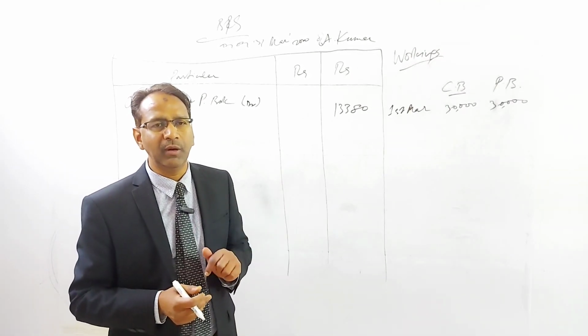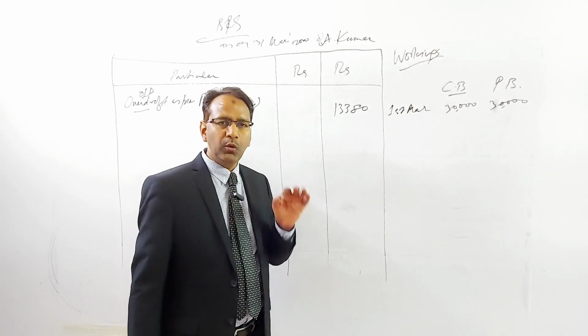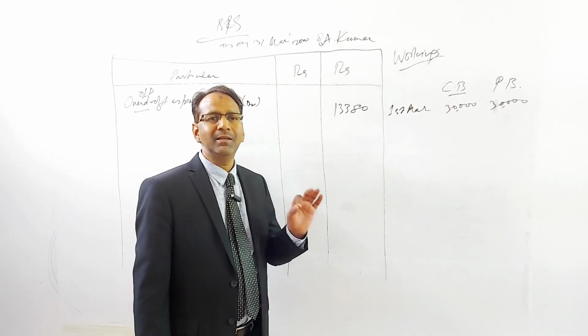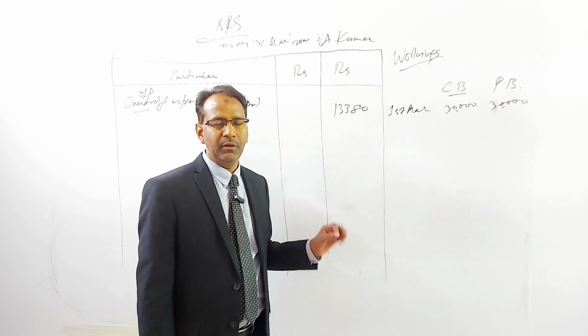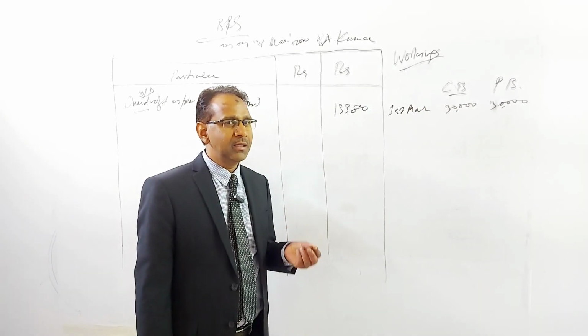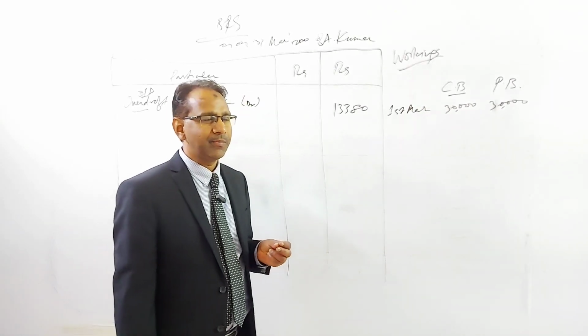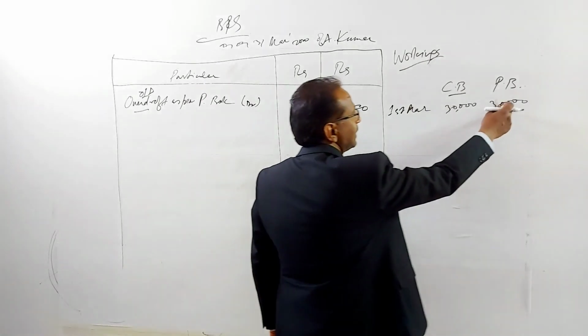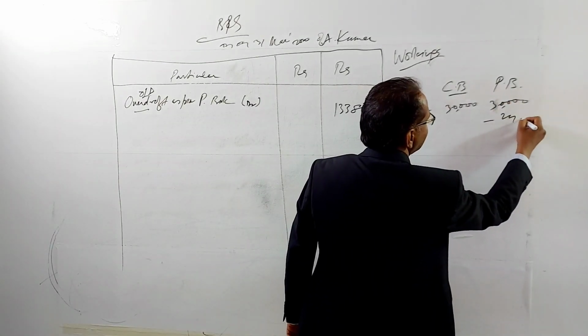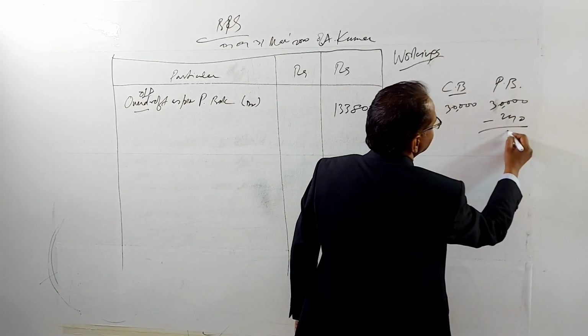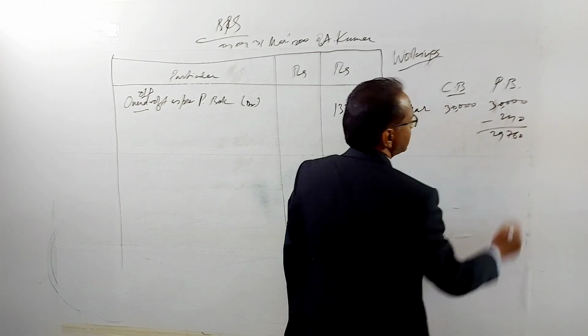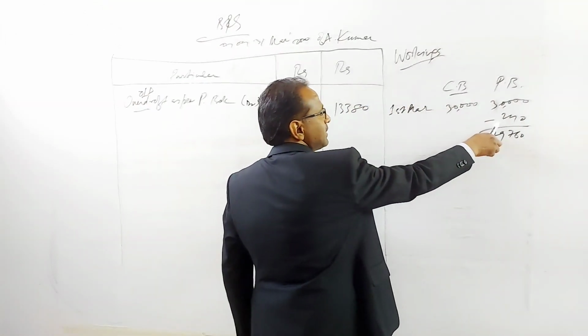ओवरड्राफ्ट एज पर द पासबुक बोल रहे हैं। This is 240 rupees charged as interest on the overdraft. Where is the first impact? Charged means deducted. Where is the first impact? First impact is on the passbook. So passbook has deducted. How much is it? 29,760. This is the impact, first impact.